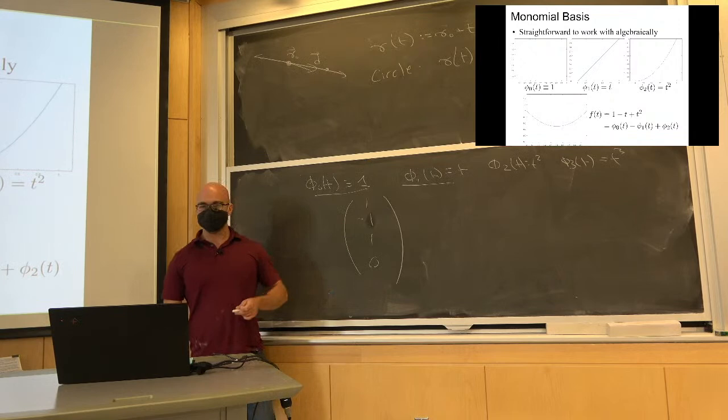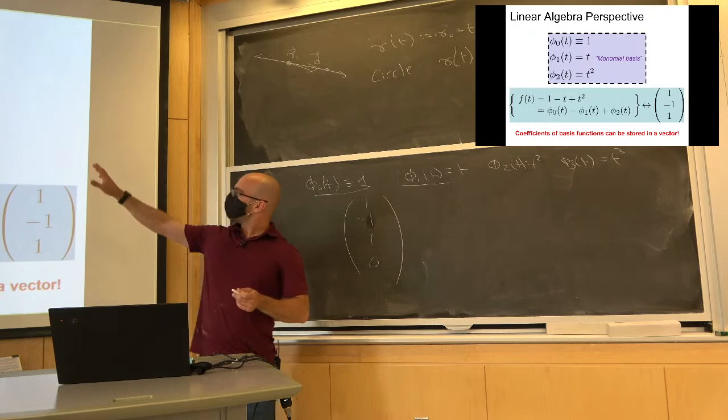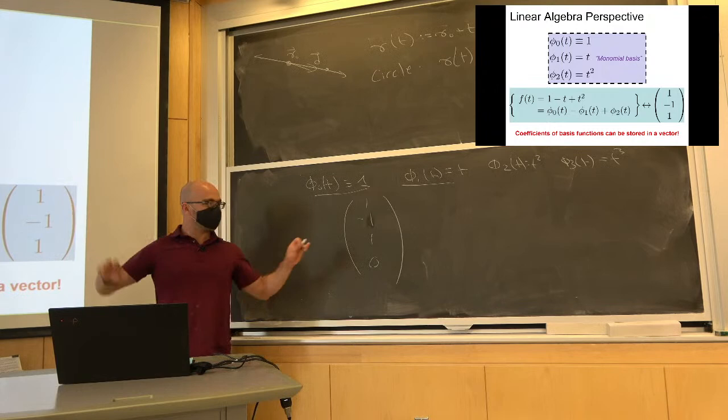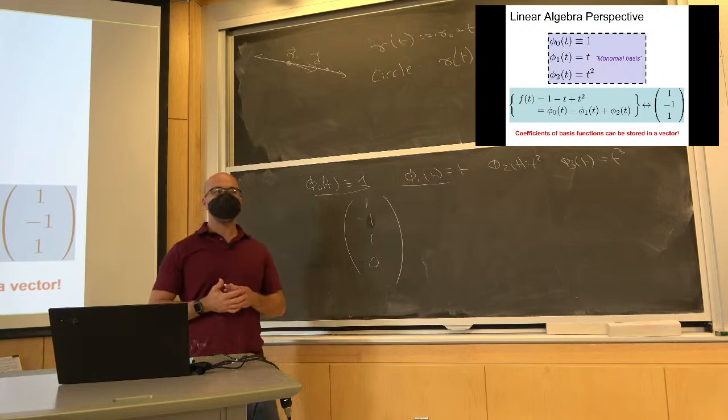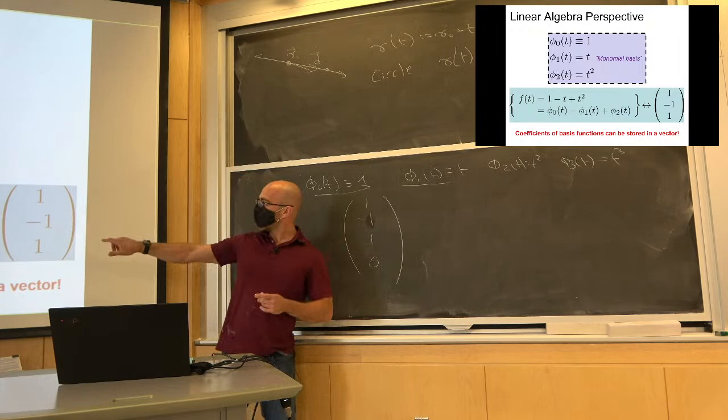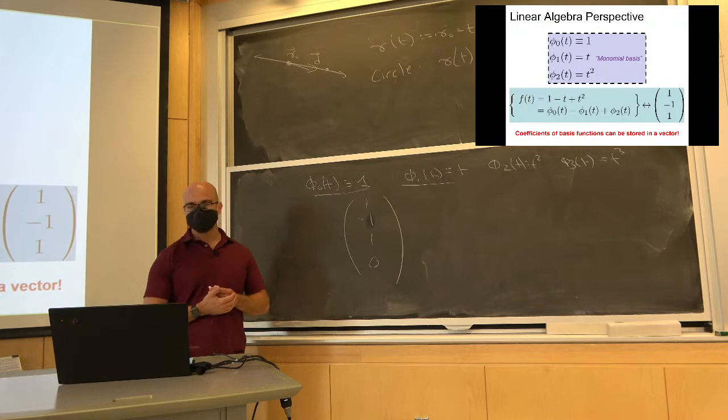So here's our linear algebra perspective. Essentially, we've chosen some basis. So I'm sorry, I did the quadratic polynomials on the screen and the cubic ones on the board here. But if I did the quadratic monomial basis, like on the screen, then my basis is 1, t, and t squared. So if I have a function, then I can write it as a linear combination of these phis, and then I can store the coefficients in our vector here.